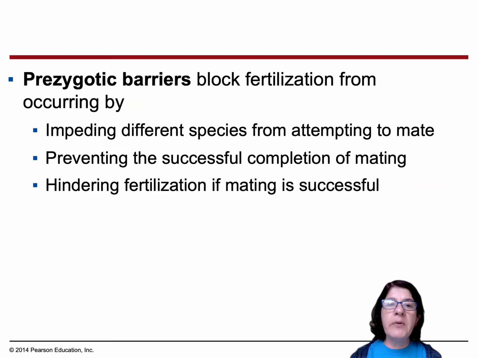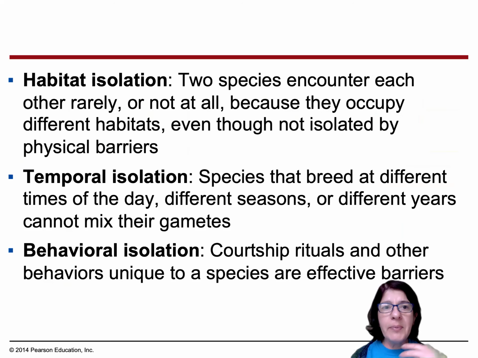The prezygotic barriers block fertilization from happening in the first place. They do so by impeding different species from attempting to mate, or, once they mate, by hindering fertilization even if mating is successful. Habitat isolation means that even though they may not be isolated by physical barriers, the two different species encounter each other very rarely or not at all. Temporal isolation has to do with when a species produces gametes and when it mates. Different species can mate at different times of the day, at different seasons, or even in different years.